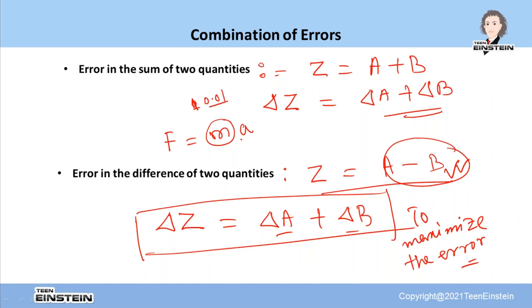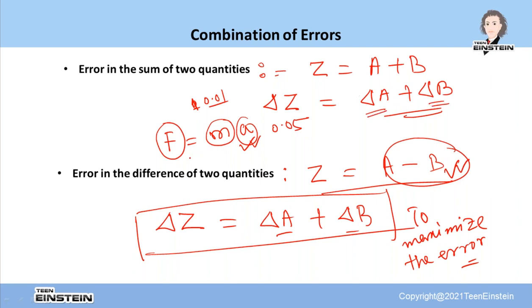So some 0.01 absolute error, and in this 0.05 absolute error in this acceleration. So what is the error in the force? So this is the multiplication case. We have learned that in case of summation or addition, we have to add the errors.